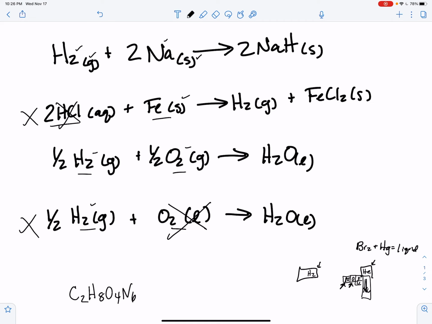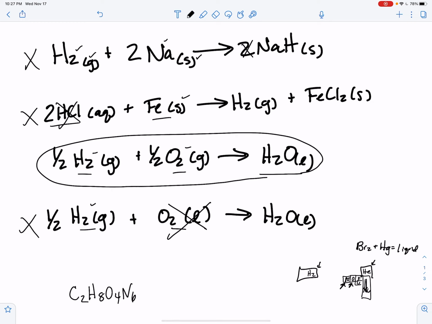Now we're going to look at the product side, and we need to make sure there's an understood 1. And you'll notice that there's a 2 here, so that rules this out. So this reaction here is the only one that's a heat of formation reaction.